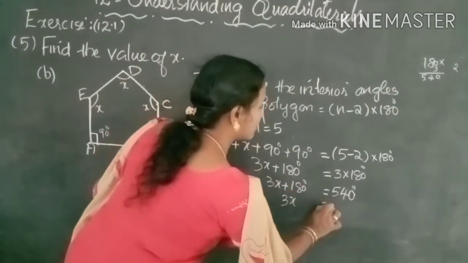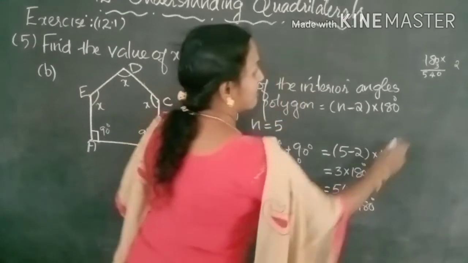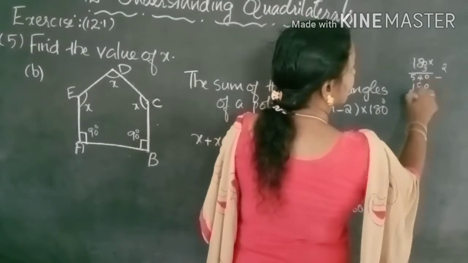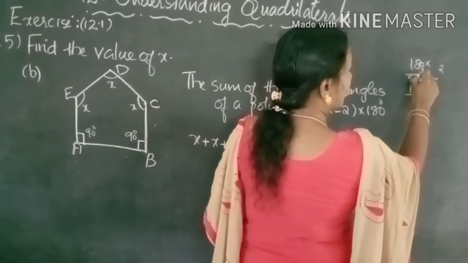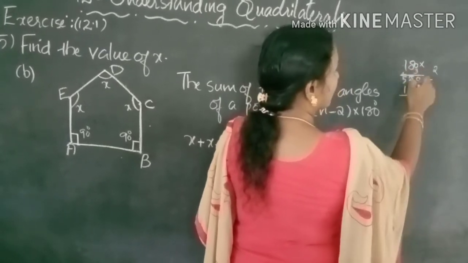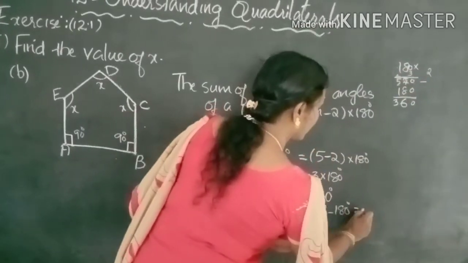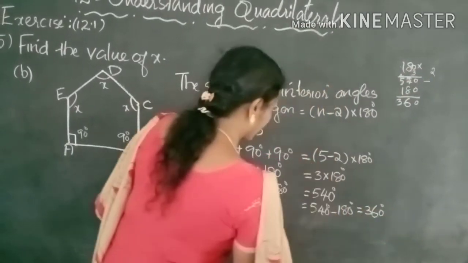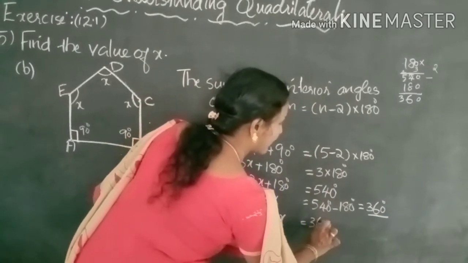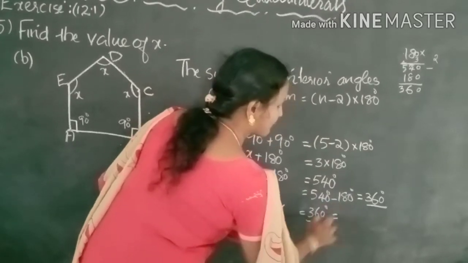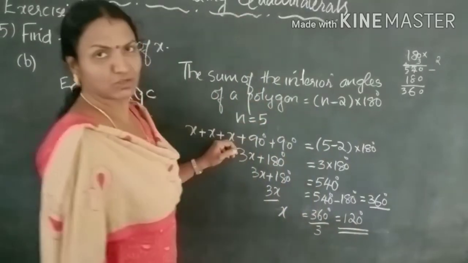So 3x is equal to 540 minus 180. 4 minus 8 is not possible, so we take 14. 14 minus 8 is 6. 4 minus 1 is 3. So it is equal to 360. So 3x is equal to 360. So x is equal to 360 divided by 3, 120. So x is equal to 120.